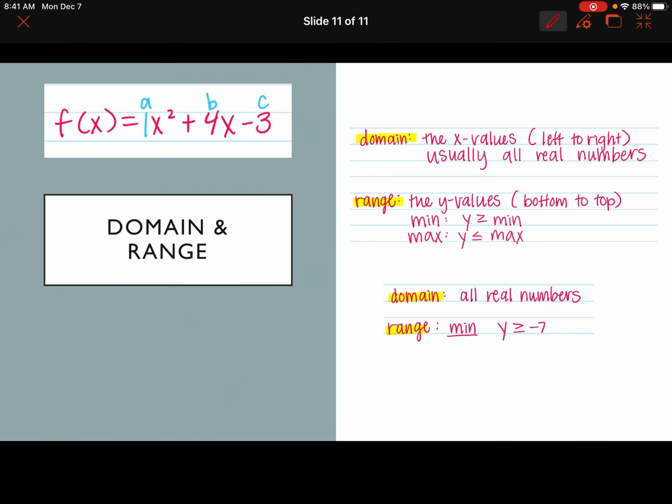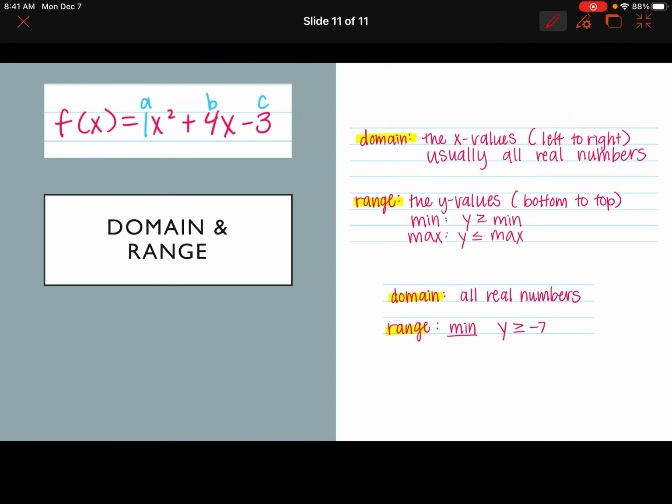So you just type all reals. However, the range looks a little bit different. If you have a minimum like this, right, here's the min, okay? All the numbers are going to be above that min. So over here, the range is the y values greater than or equal to the min. However, if you have a max like this, then the y values are going to be less than that max. So if you have a max, the y values are going to be less than the max.